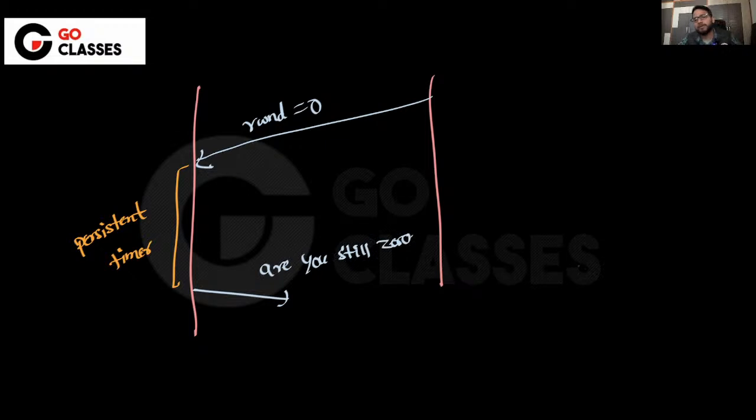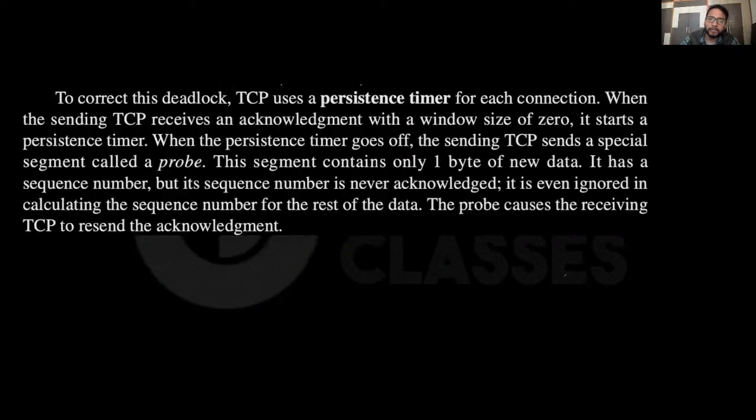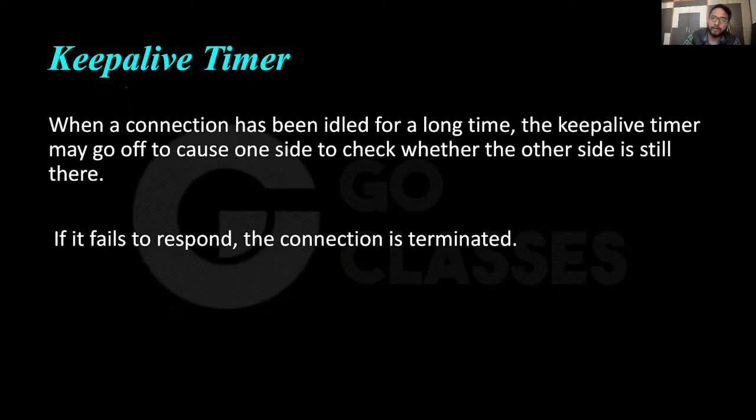Like that, right? So that's all. That's called persistent timer. I hope you understood. Now another term is basically there. Another timer is keep alive timer. Keep alive timer is, as the name suggests, also very easy. It says when a connection has been idle for a long time, the keep alive timer may go off to cause one side to check whether the other is still there.